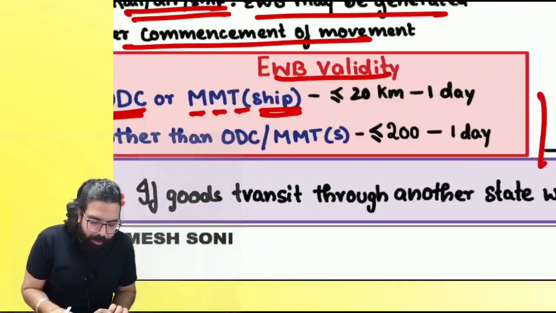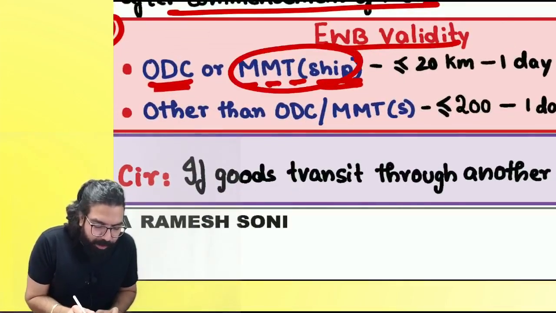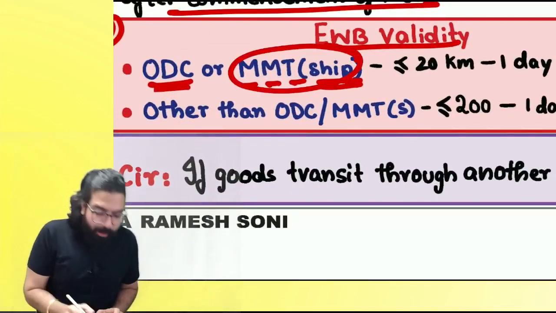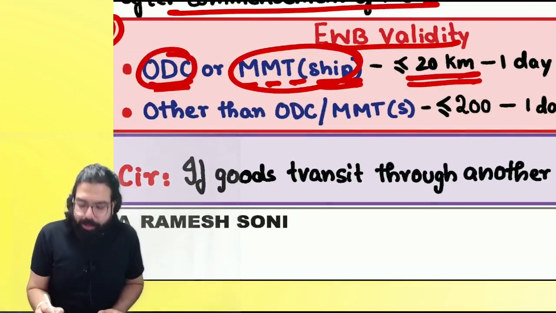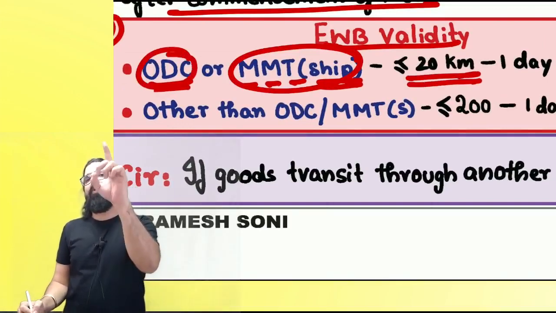They are telling over here, in the case of multimodal transportation where a ship is involved and over-dimensional cargo, for less than or equal to 20 kilometers, you will be given 1 day.